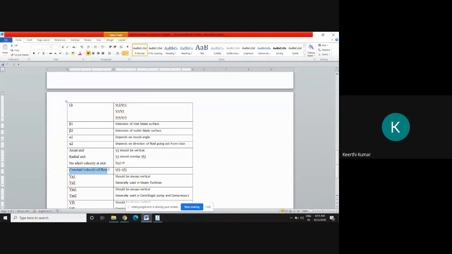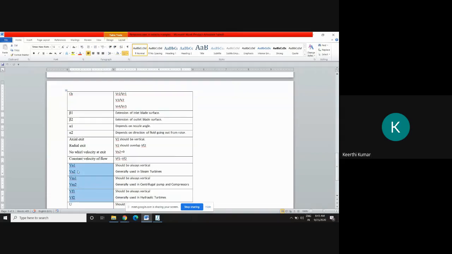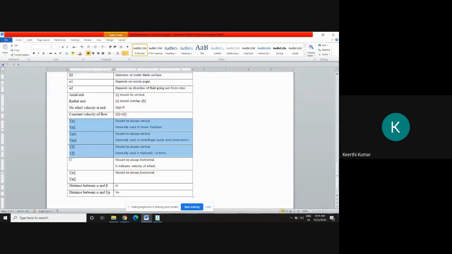And constant velocity of flow, that is VF1 is equal to VF2. VA1 and VA2, VM1 and VM2, VF1 and VF2, all are similar. VA is nothing but VM, is nothing but VF. So I have given these three, even though they are three terms, all these three terms are similar. VA corresponds to steam turbine, VM corresponds to pumps, VF corresponds to hydraulic turbines.